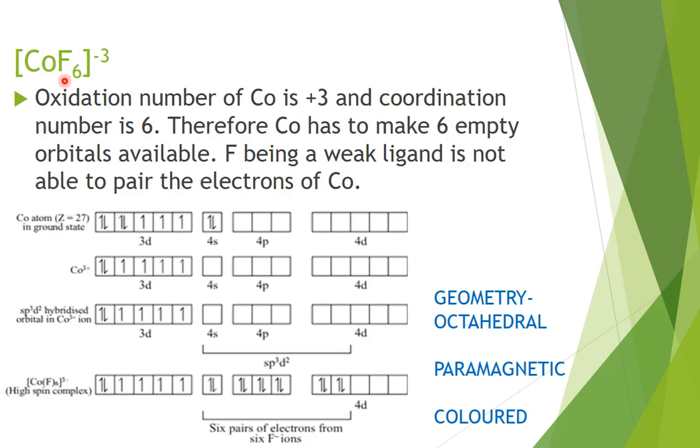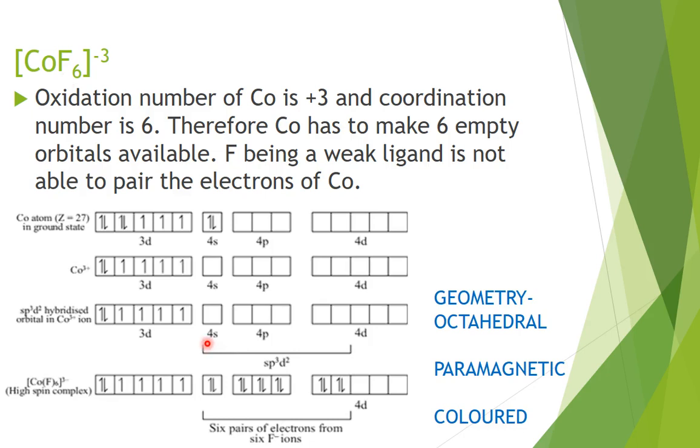First is CoF6 3 negative. First, you have to calculate the oxidation number of cobalt. It comes to be plus 3. Coordination number, as visible, is 6. Let us write the electronic configuration of cobalt and cobalt plus 3. For cobalt, it is 4s2 3d7. In plus 3 state, it becomes 4s0. 2 electrons are removed from 4s and 1 from d. So, it becomes 3d6. Now, 6 ligands are there, so we require 6 vacant orbitals.